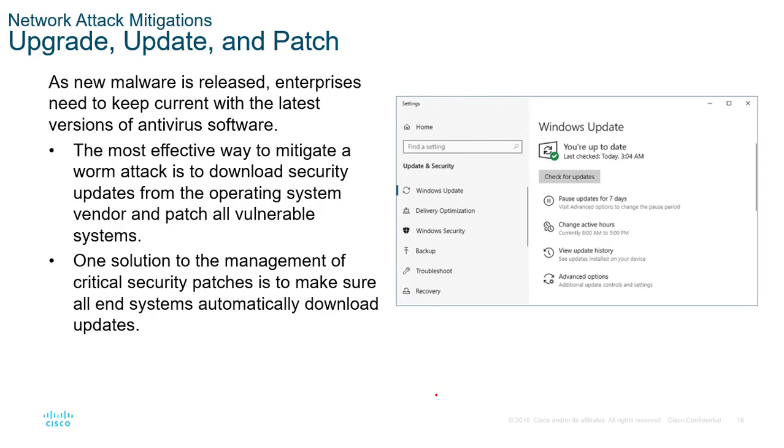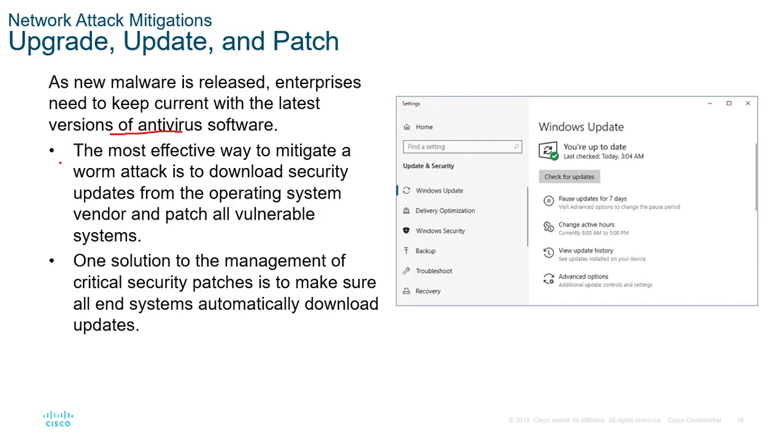As new malware is released, enterprises need to keep current with the latest versions of antivirus software. So they need to ensure that antivirus or anti-malware software is being updated, and they need to patch their operating systems. So the most effective way to mitigate a worm attack is to download security updates from the operating system vendor, such as Apple or Microsoft, and to patch all the vulnerable systems.